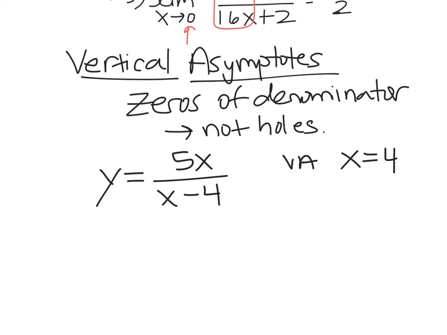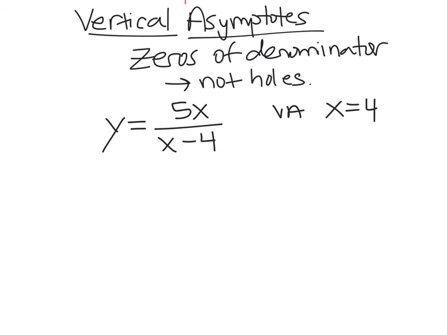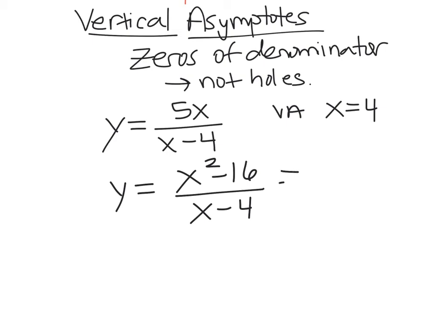All right, but what happens is sometimes it looks like a vertical asymptote, but it's not. So if I had this same type of problem, but up top it was x squared minus 16, and in the bottom it's x minus 4 again, x equals 4 is not a vertical asymptote. Yes, it is a hole in the graph.